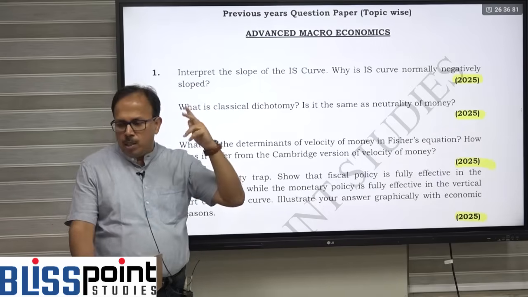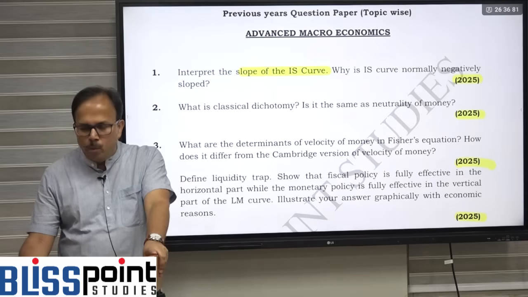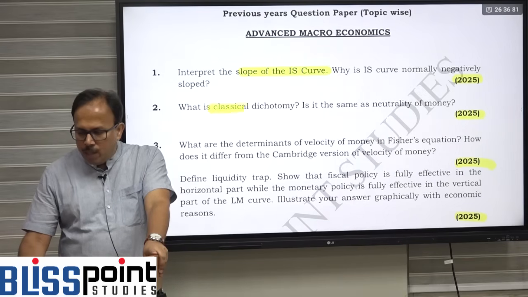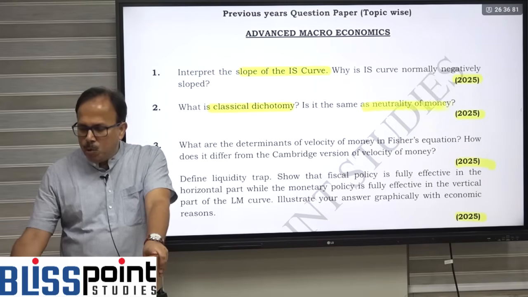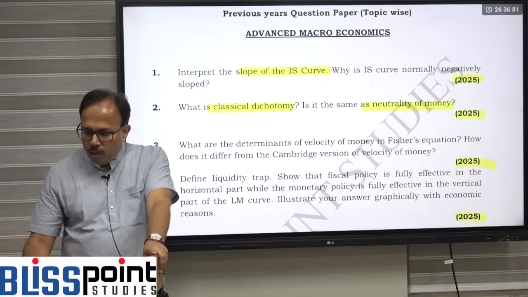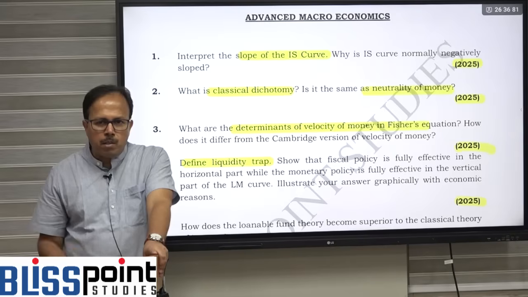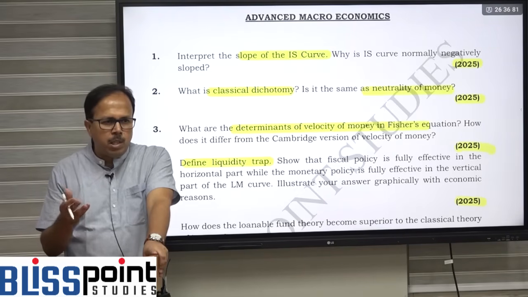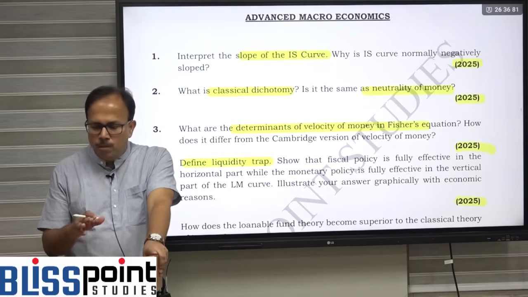The nature of questions is like: interpret the slope of the IS curve. What is the slope of the IS curve? You must know it. What is the meaning of the classical dichotomy? It will become clear in the first class itself. Is it the same as the neutrality of money? What are the determinants of velocity of money? Define liquidity trap. So there are some regular questions in macroeconomics: liquidity trap, crowding out, effectiveness of monetary policy, fiscal policy, concept of IS curve, concept of LM curve.